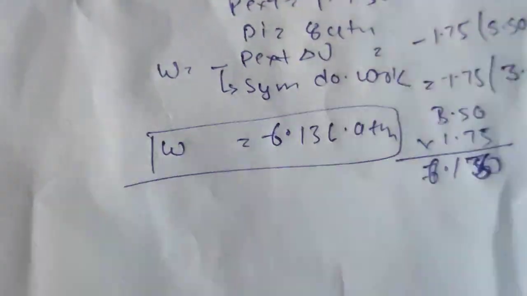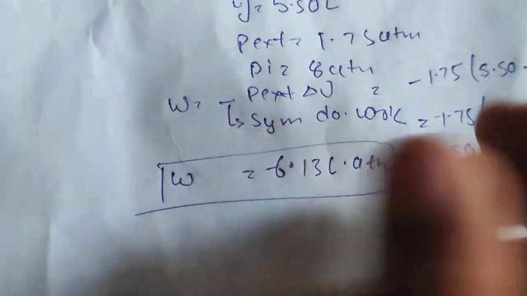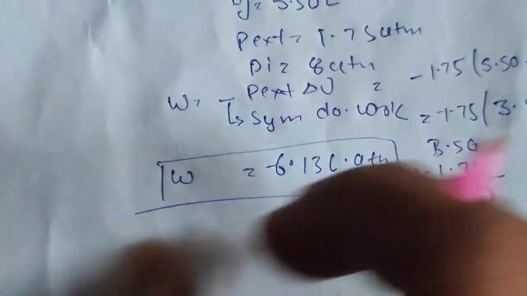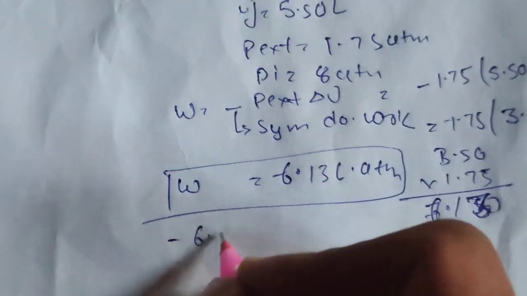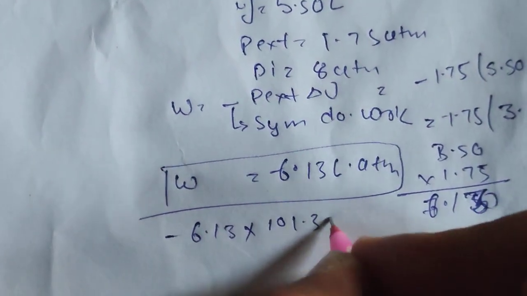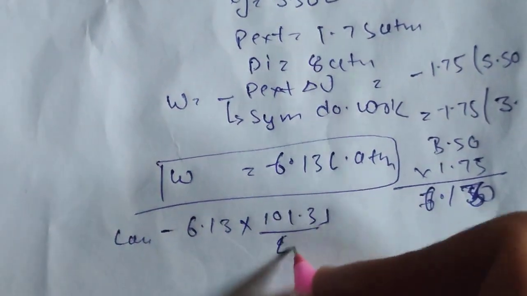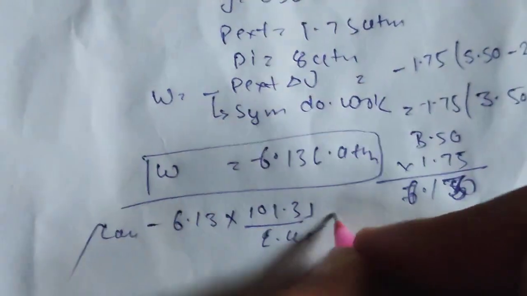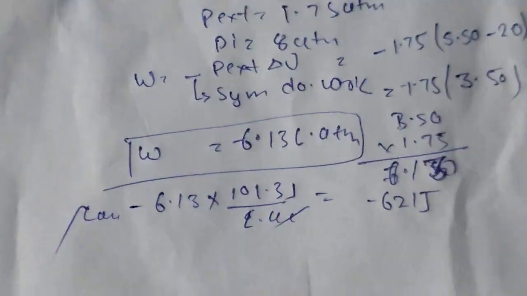The final work done is minus 6.13 liter atm. If we want, since this is in liter atm but work has the unit joule, for converting this we multiply by 101.3 joule per liter atm. The liter and atm cancel out, and the whole process becomes minus 621 joule. I already calculated it, that's why I wrote the answer.